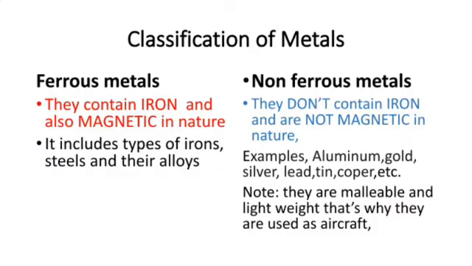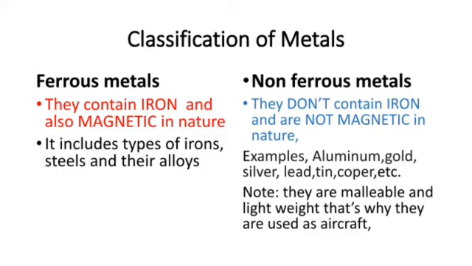Now let's look at the classification of metal. We have the ferrous metals and the non-ferrous metals. Now let's talk about the ferrous metals. They contain iron. That is the main keyword there. They contain iron and are also magnetic in nature. It includes types of iron, steels and their alloys.